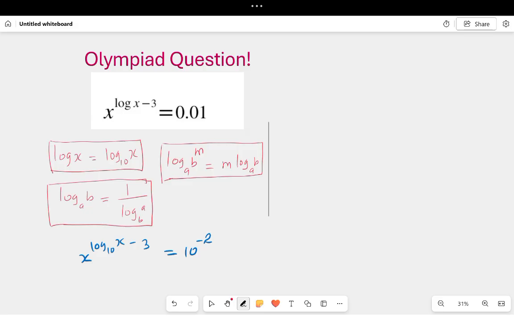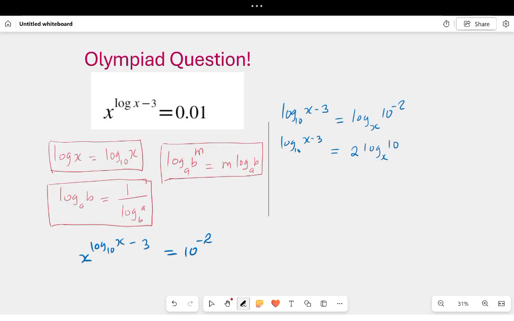Now, next step, if we want to introduce logarithm on the right hand side, we are going to write this as logarithm to base 10 of x minus 3. It simply equals logarithm to base x of 10 to the power negative 2. Then this will simply be equal to logarithm to base 10 of x minus 3, which equals 2 logarithm to base x of 10.